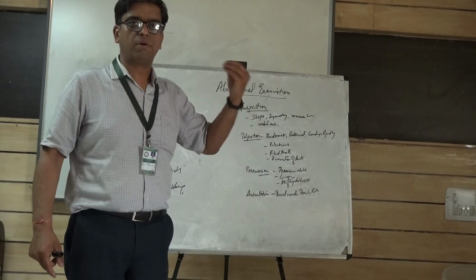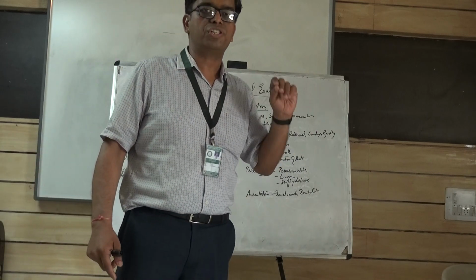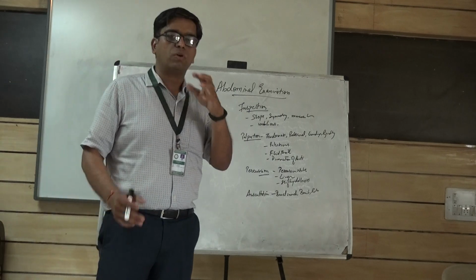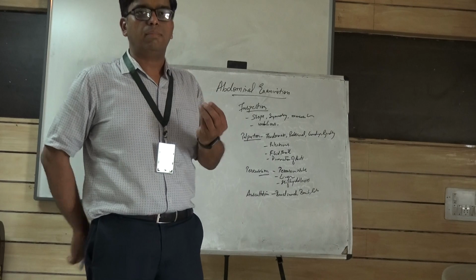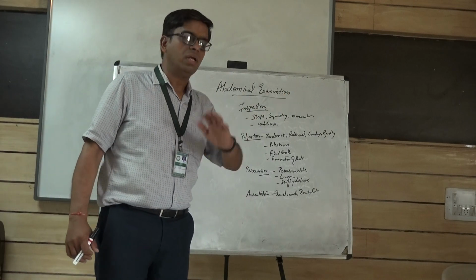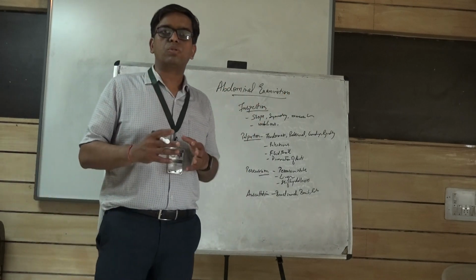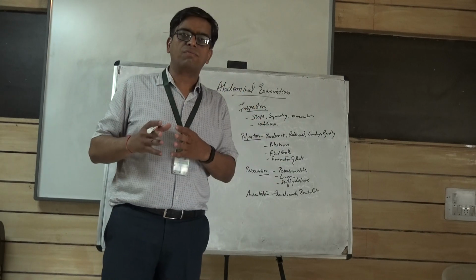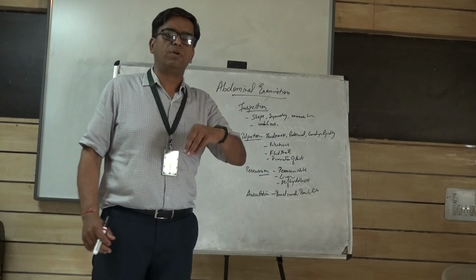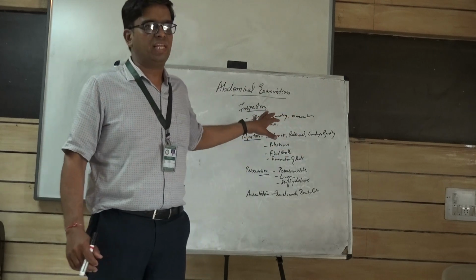We have to look for the shape of the abdomen. Normal abdomen is boat shaped or scaphoid shape. We have to look for the symmetry of the abdomen. We have to look at the position of the umbilicus, whether it is everted or inverted. And we also have to look at any kind of abdominal movement, scar marks, any mark of surgery, any discoloration, caput medusae. All these things we have to do in the inspection.